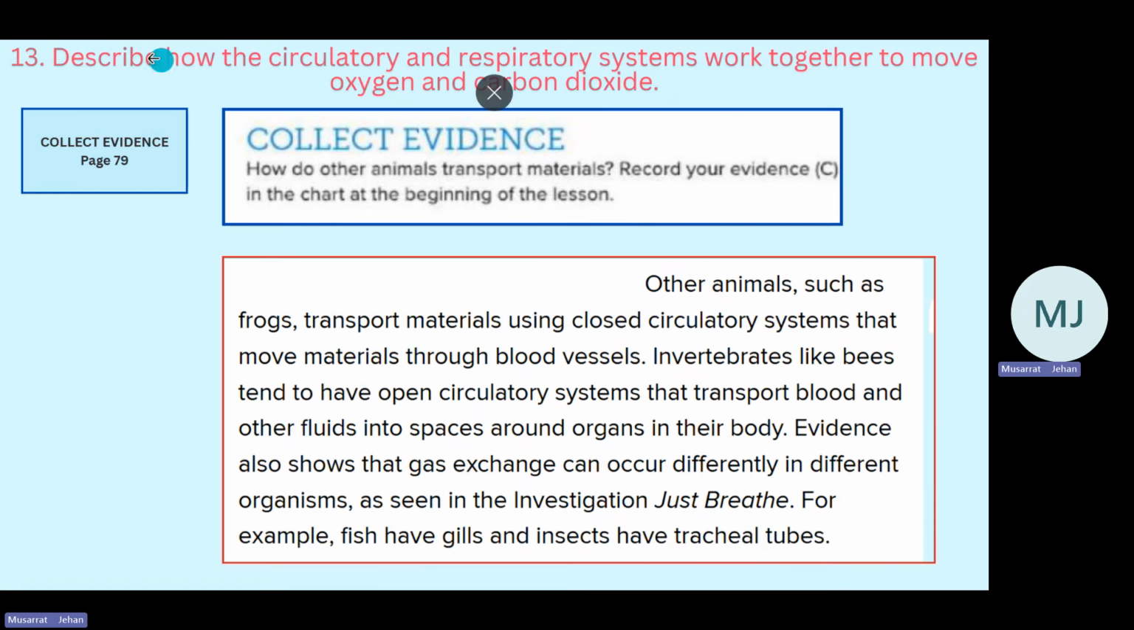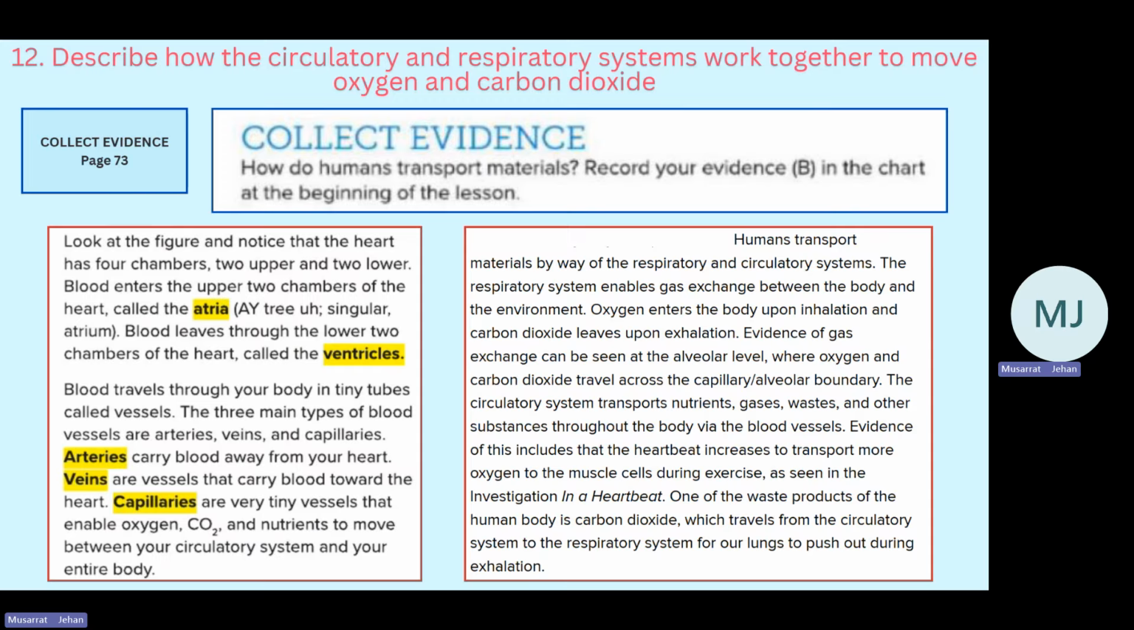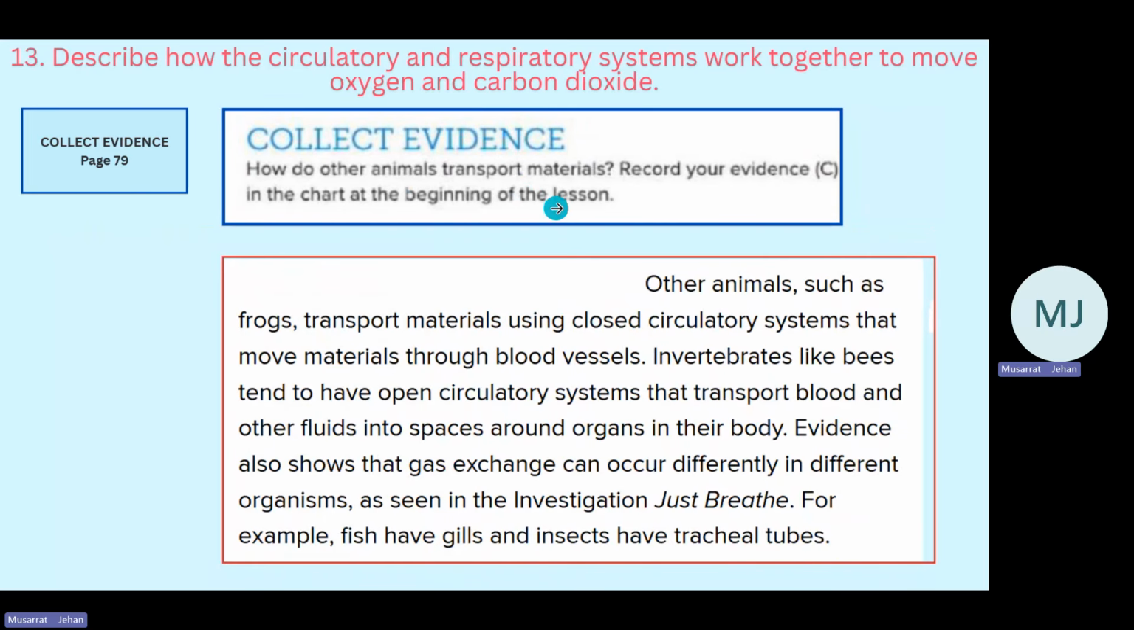Next question comes between collect evidence, page number 79. How do other animals transport material? So we just spoke about human beings, how humans transport. Now it's asking how do other animals, like frogs, insects, etc. Their circulatory system can be divided into two types. One is open circulatory system and the other is closed circulatory system.